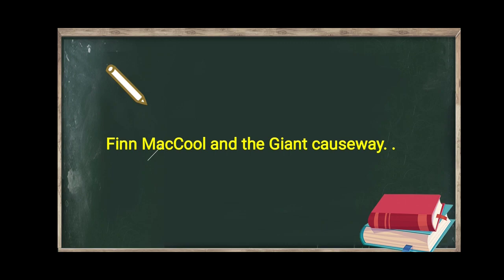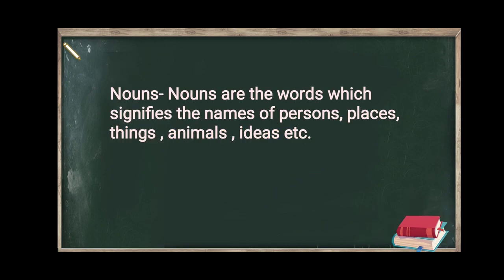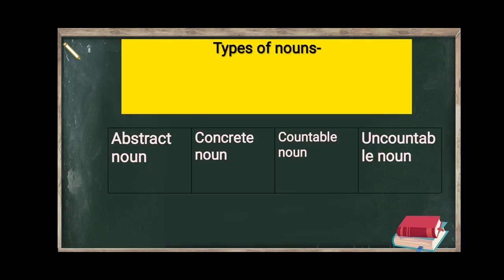And students, from that class we got to know that the main grammar which has been included in this chapter is nouns, and we learnt that nouns are the words which signify the names of persons, places, things, animals, ideas, etc. We also learnt the various types of nouns, which are abstract noun, concrete noun, countable noun, and uncountable noun.